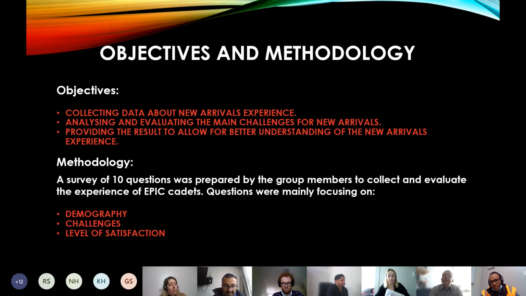The objectives and the methodology. So the objectives of our survey are collecting data about new arrivals' experience, analyzing and evaluating the main challenges for new arrivals, providing the results to allow for better understanding of the new arrivals' experience.